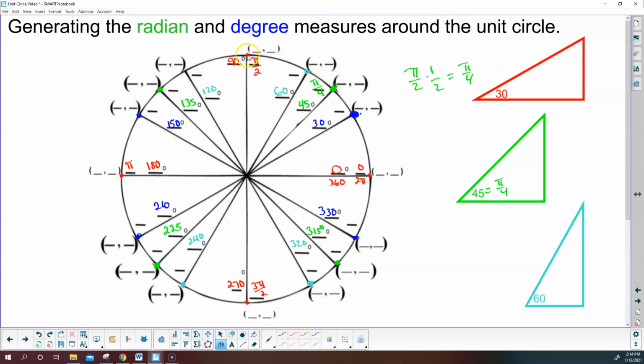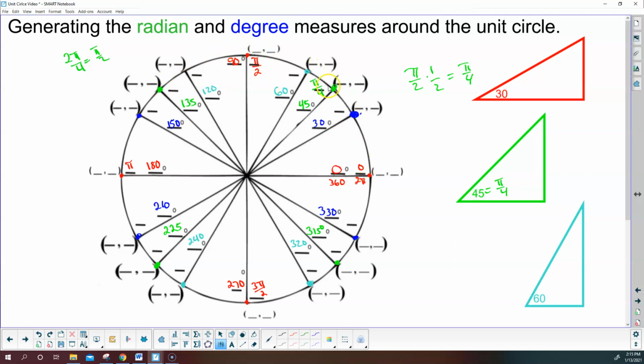So if I go another 45 degrees, that would put me here. But that wouldn't be pi over 4. That would be 2 pi over 4. But we don't write a non-reduced fraction. So we would divide this out, and that would turn into pi over 2. That's why this one is called pi over 2. It's the reduced fraction.